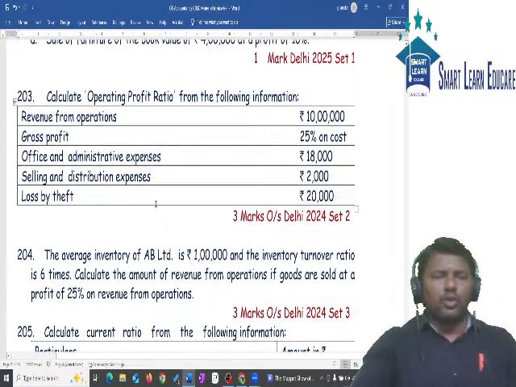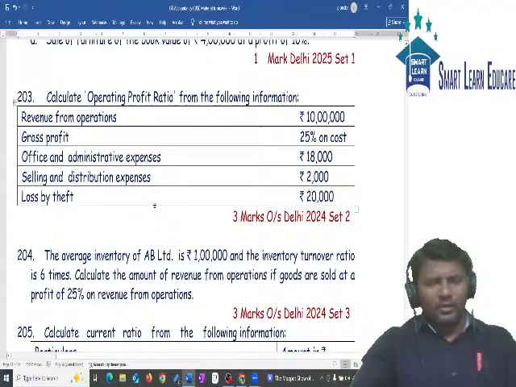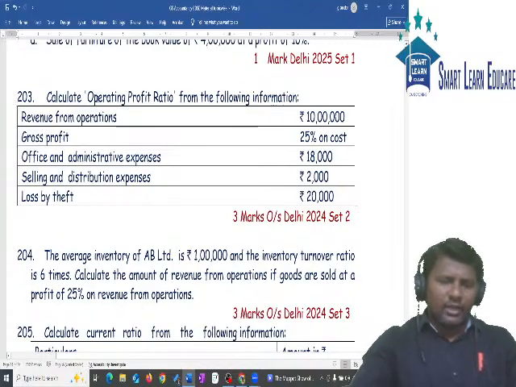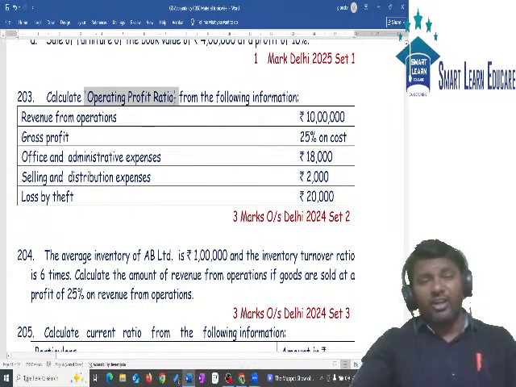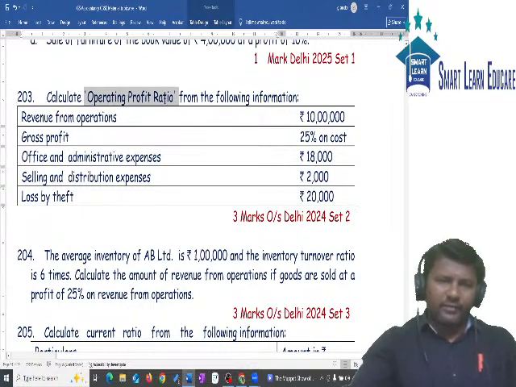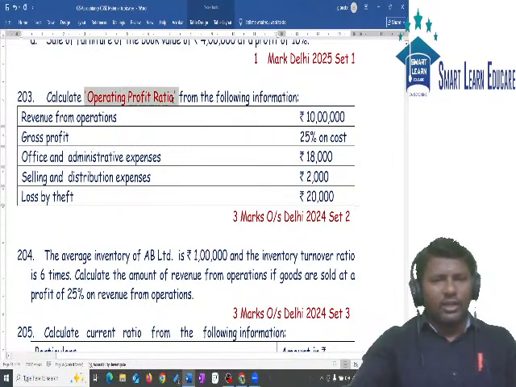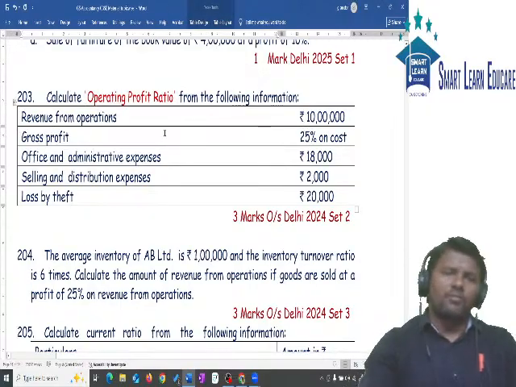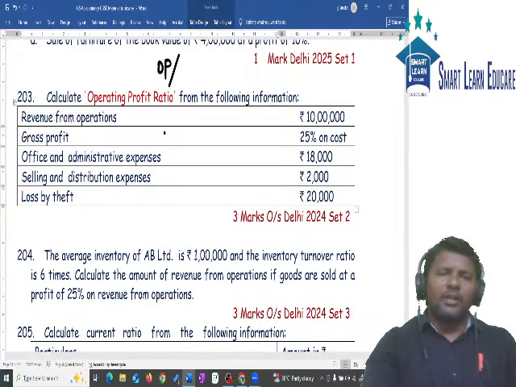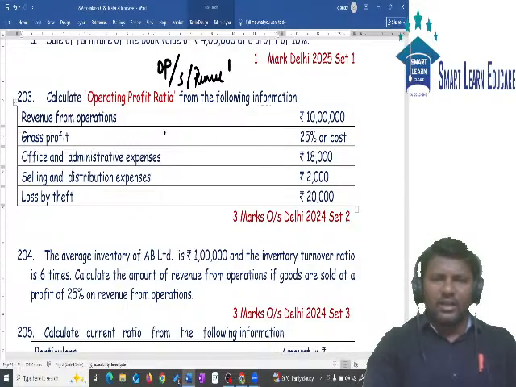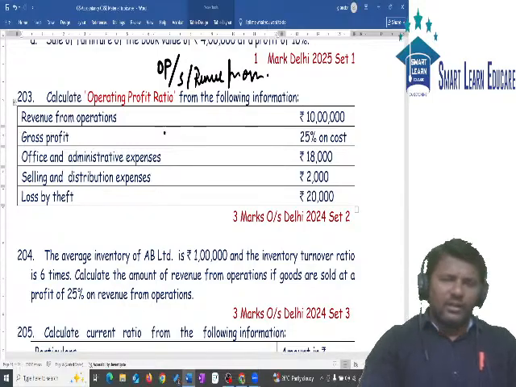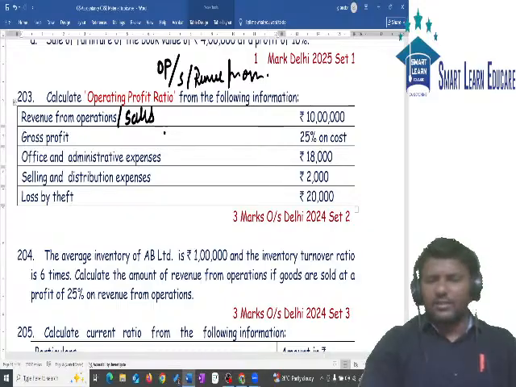Next, question number 203. Calculate operating profit ratio. Formula for operating profit ratio: operating profit divided by sales into 100, or operating profit divided by revenue from operation into 100. Revenue from operation is nothing but sales.